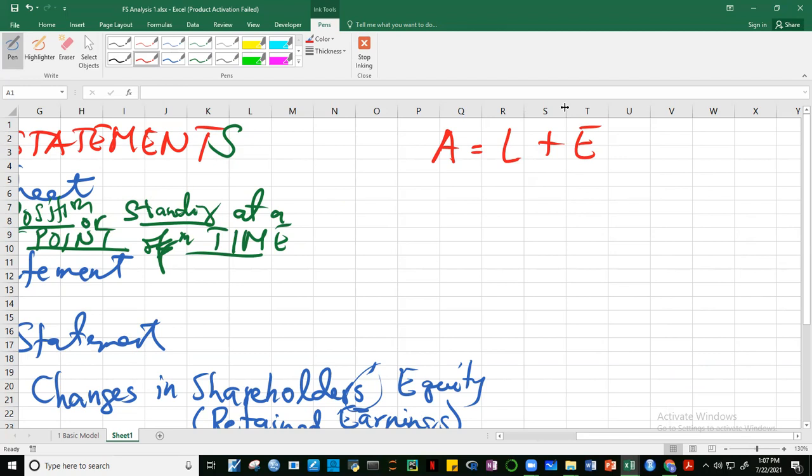What are the classifications of the assets? Ano yung mga major classifications ng assets natin sa balance sheet? Okay, current and non-current, okay? So we have current assets. Yung non-current, may ano yan? Ano yung mga non-current natin?